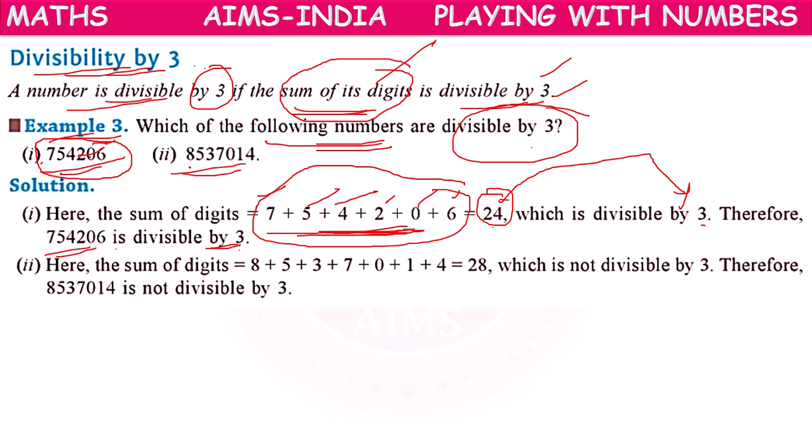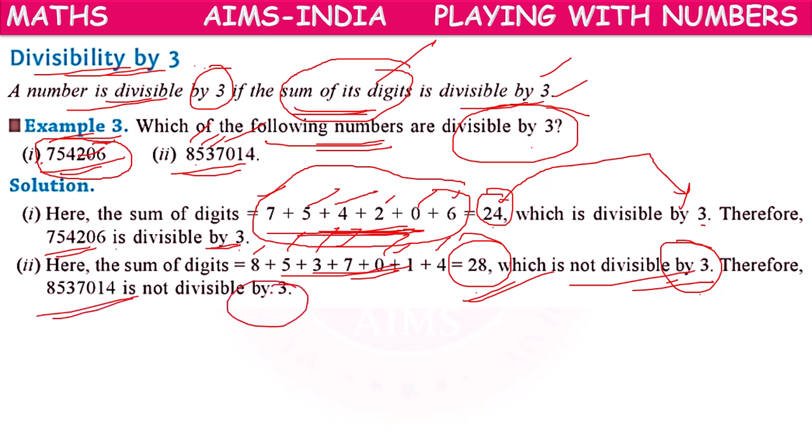In this number, let's take the sum of all the digits: 8, 5, 3, 7, 0, 1, 4. The sum of all the digits is 28. That is not divisible by 3, because 3 nines are 27 and 3 tens are 30. So 3 cannot divide 28. So the total number is not divisible by 3.